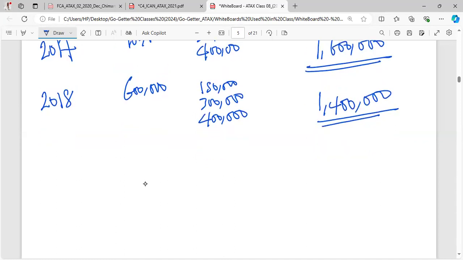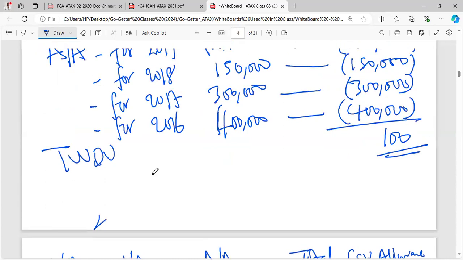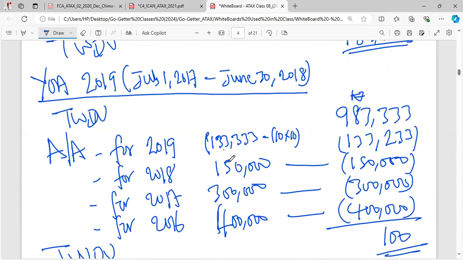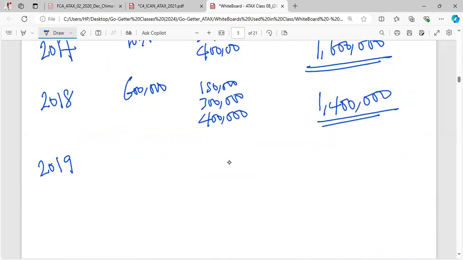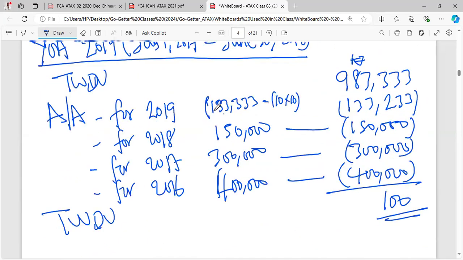Then for 2019, which is the last one we just did here, there's no initial allowance, so I'll put a dash here. Annual allowance happened to be, this is 133,233.